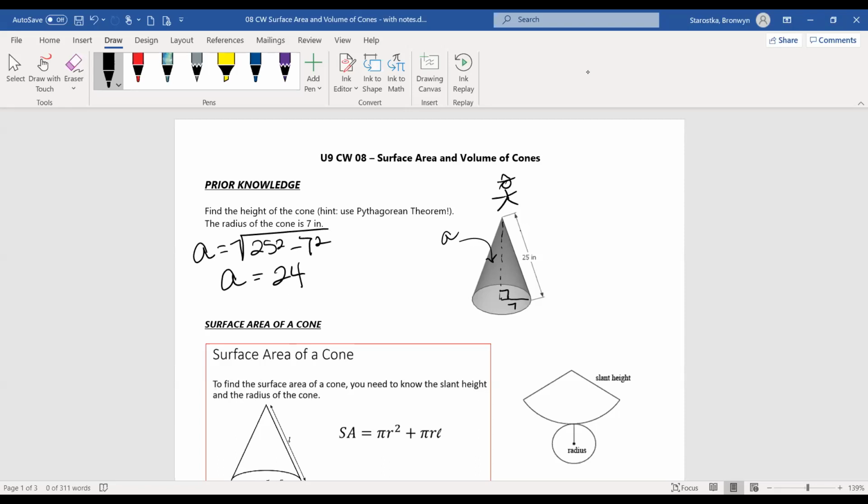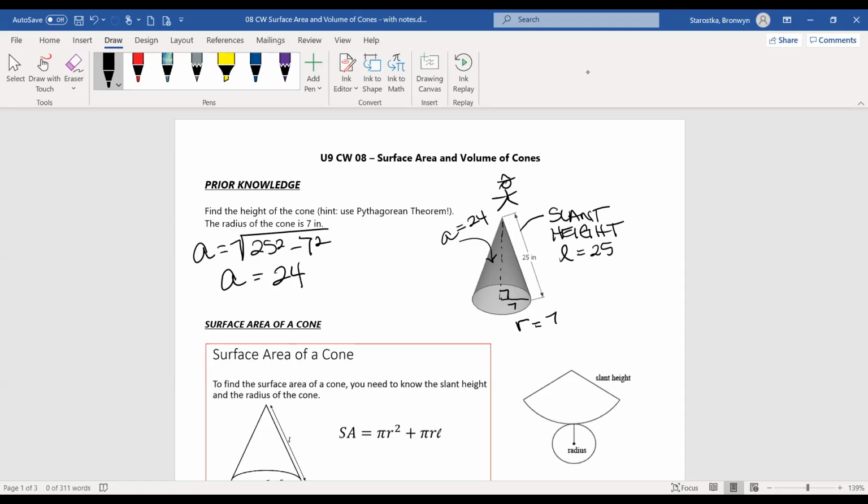Remember what 25 is? That side, that lateral side. Remember, that's our slant height. And we're going to use the letter L for slant height. And L is 25. R equals 7, and A equals 24.